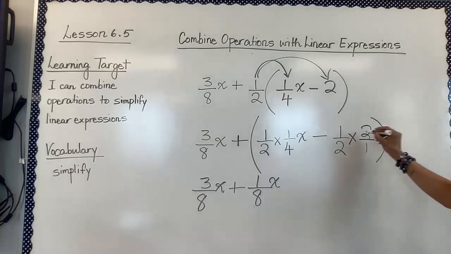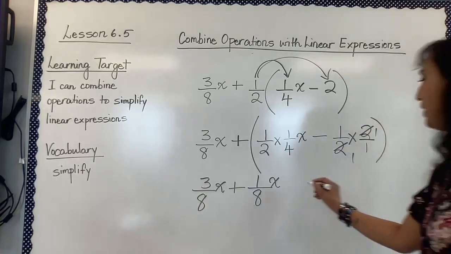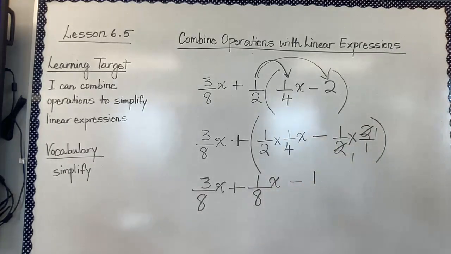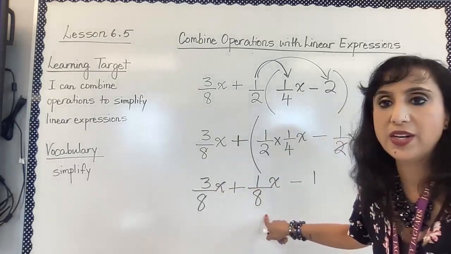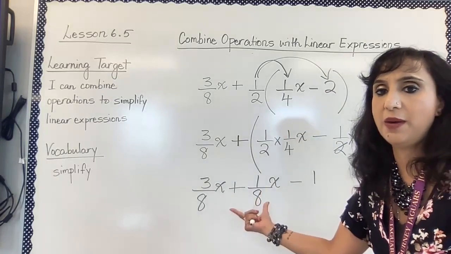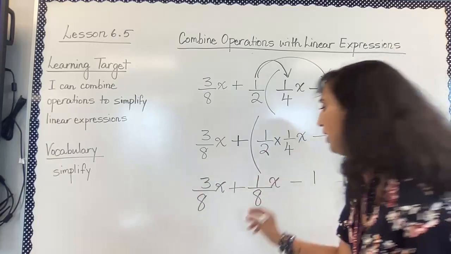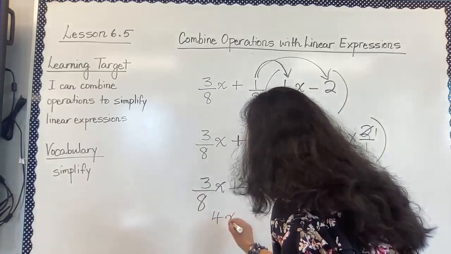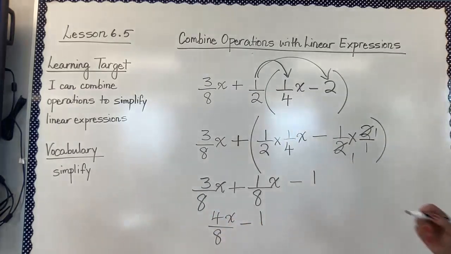And then here, 2 divided by 2 gives me 1. So I get minus 1. Now I can look at this and I can combine the like terms. And when I combine the like terms, I have the same denominator. So all I need to do is add the numerator, because both of them have the variable x attached to them. So 3 plus 1, that is 4x over 8 minus 1.